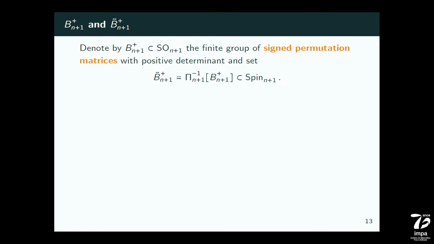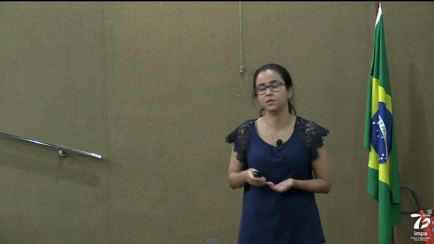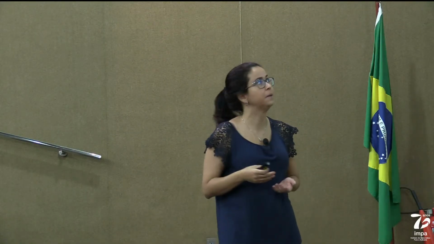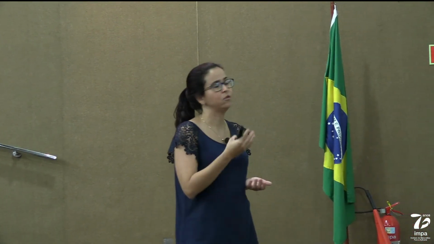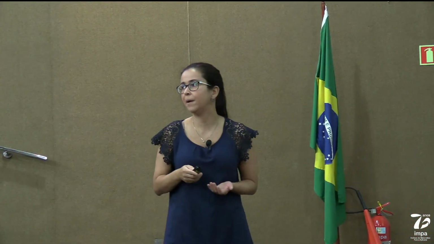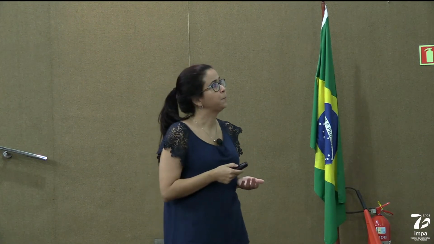And so we denote by B_{n+1}^+ the group of signed permutation matrices with a positive determinant. And we denote by B_{n+1}^+ tilde the inverse image of this set using the map pi.